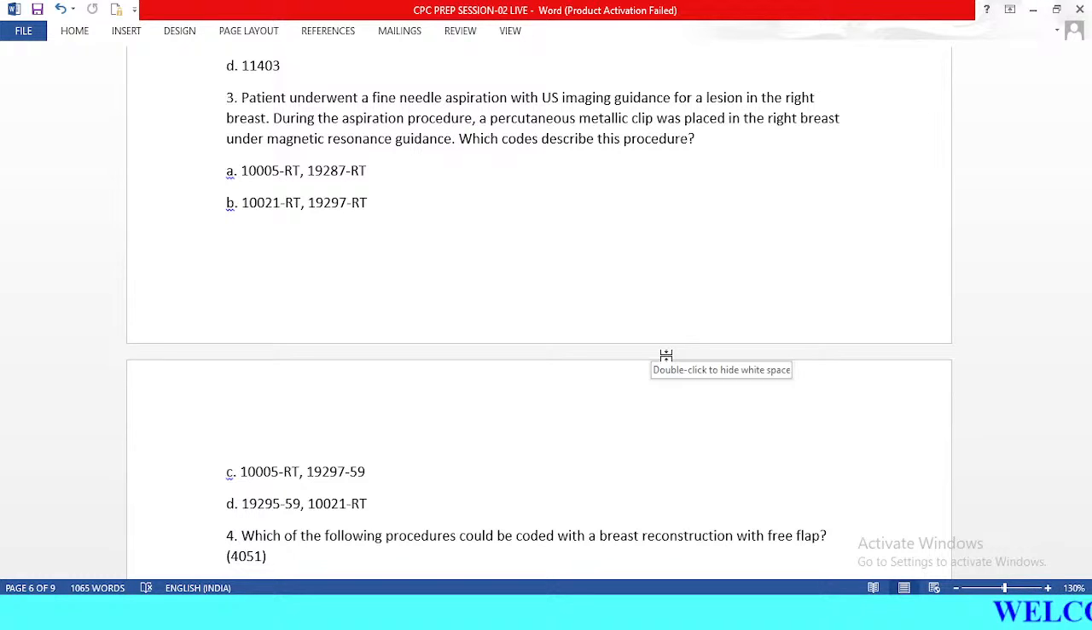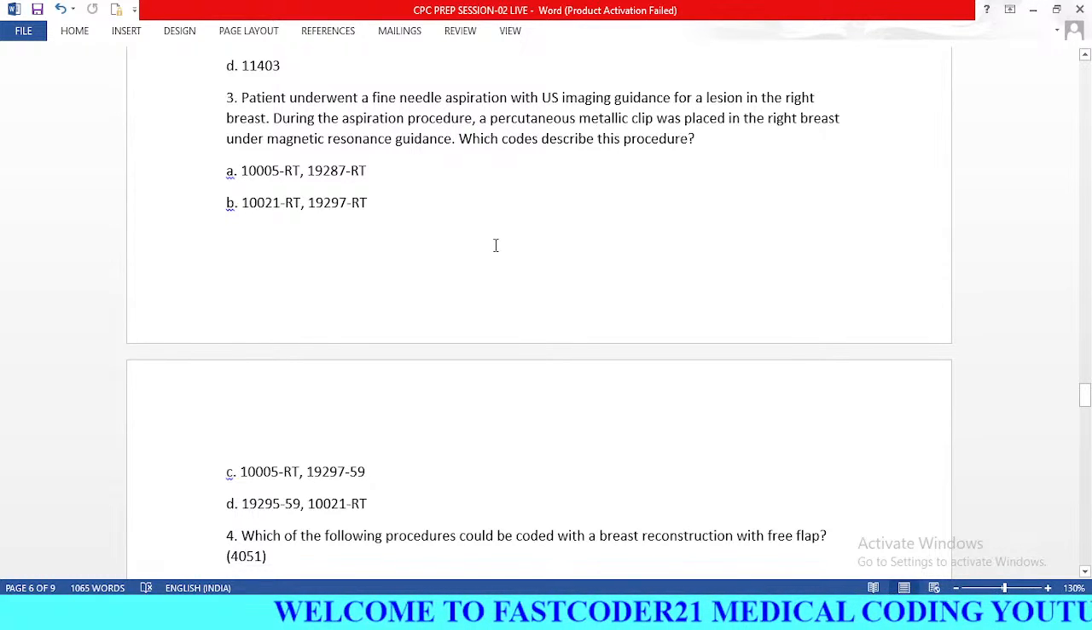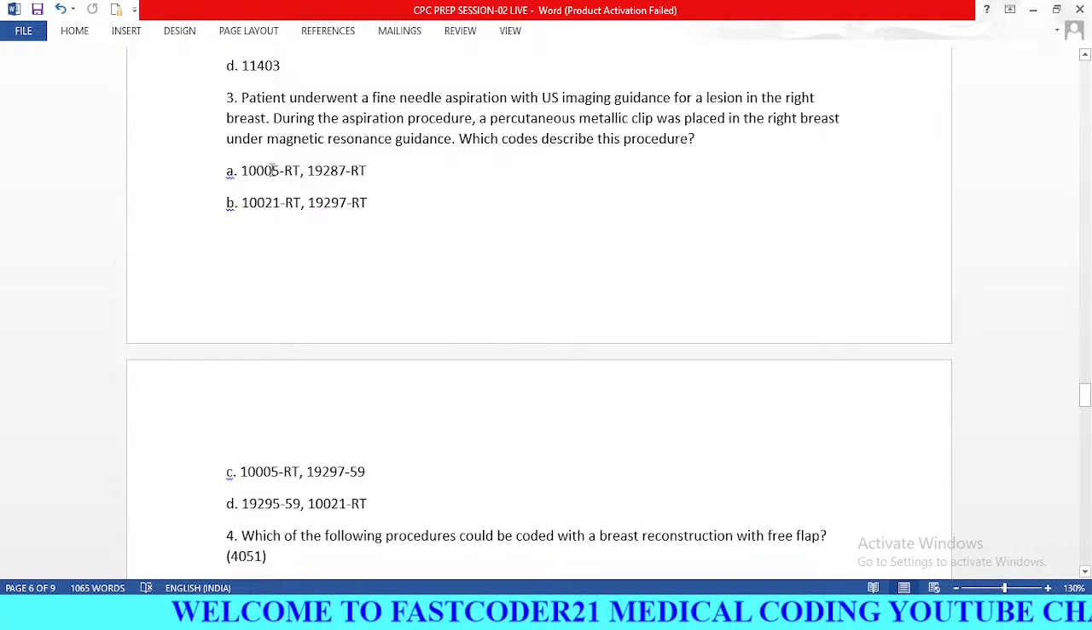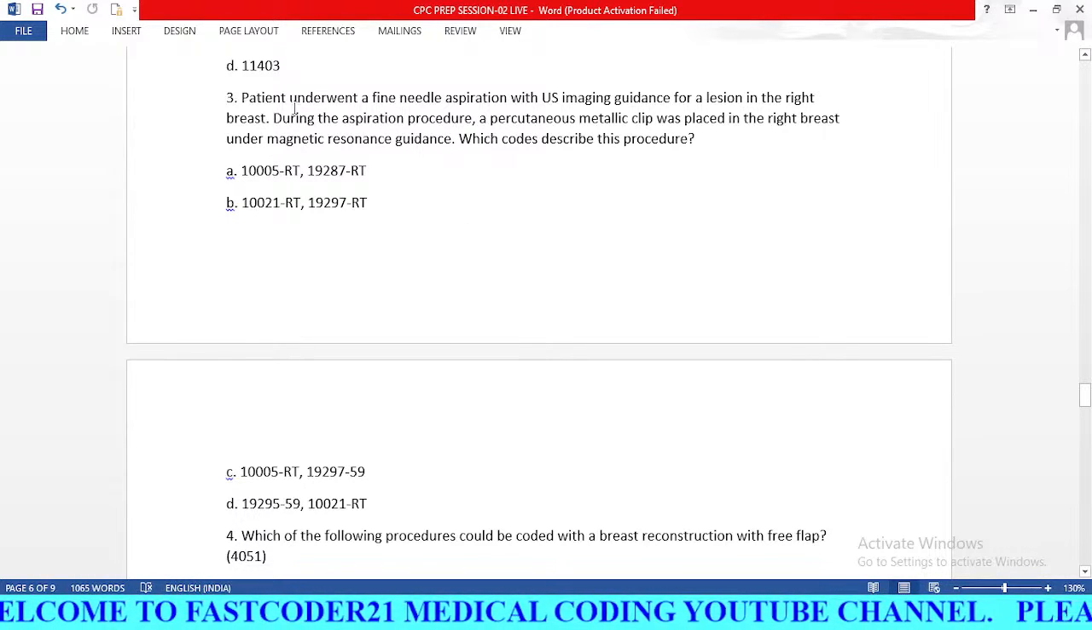Whenever there is a question like this, first of all we need to check the laterality. In this question, laterality is right, so there is no problem with laterality. Next, you need to go to the index also. Directly go to the code, and compare that code description with this question. That's enough.